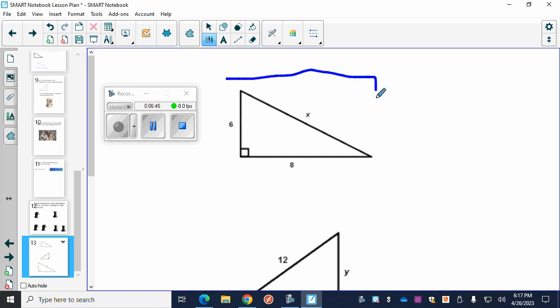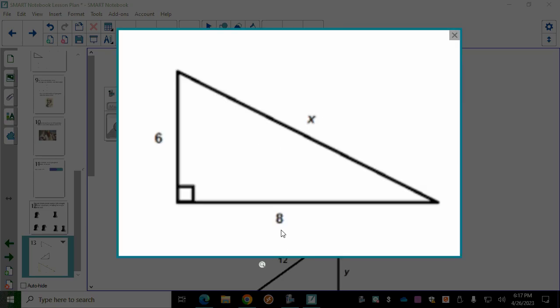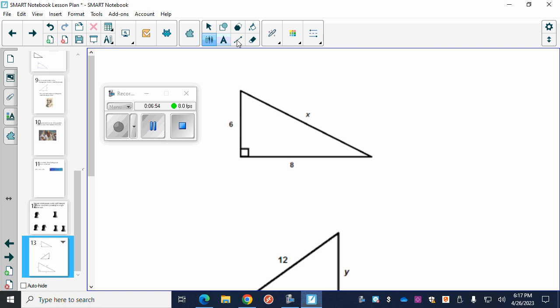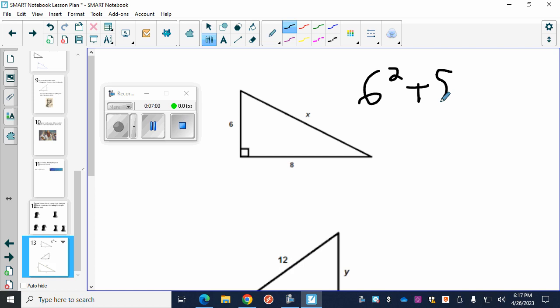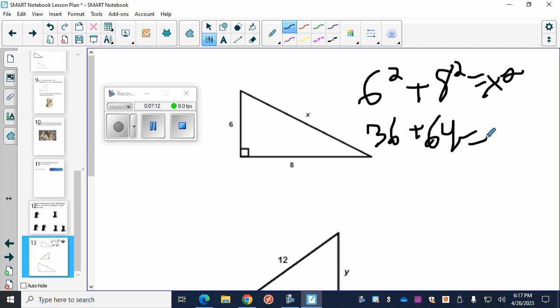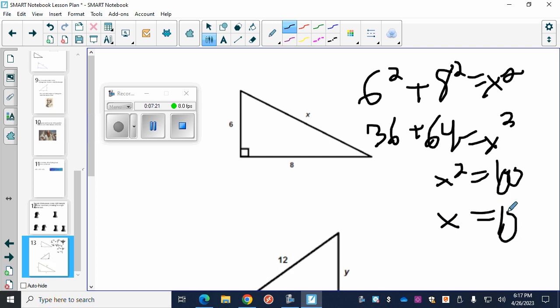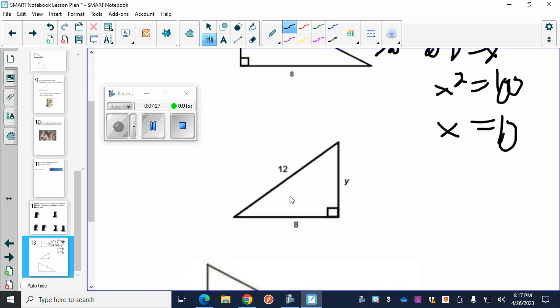Okay, so what if we just focus on this problem for right now? So we have 6 and 8 as our two side lengths, and x as our hypotenuse. So what can we do? So we can put 6 squared plus 8 squared equals x squared. So that's 36 plus 64 equals x squared. X squared equals 100. X equals 10. So we just found our hypotenuse length because we knew the two other sides' lengths.